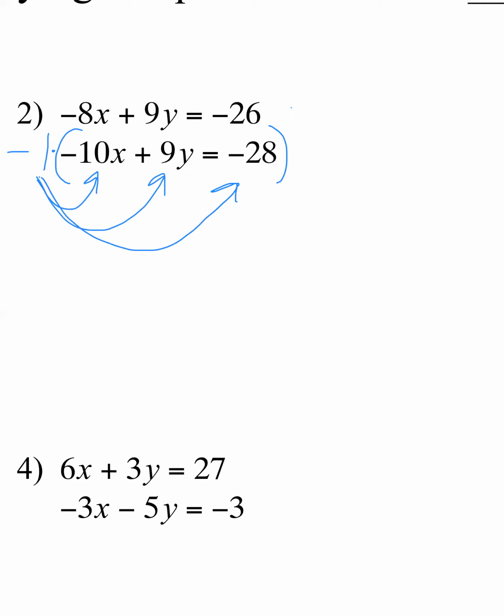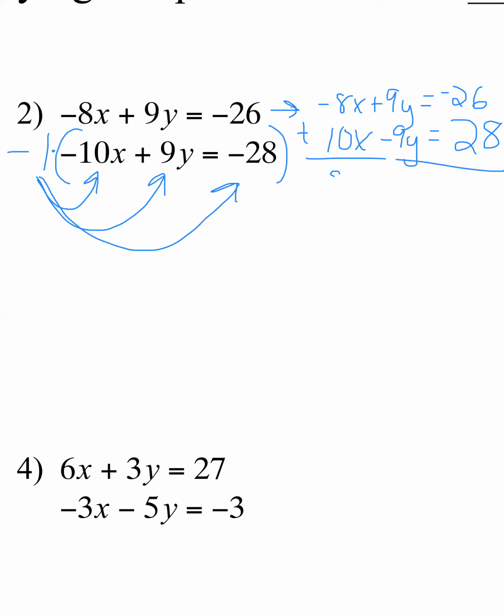Okay, so over here, let me just recopy this one as it is. Negative 8x plus 9y equals negative 26. And then this one, I'm going to multiply everything by a negative 1. So now I'll get a positive 10x minus 9y equals a positive 28. Okay, now I'm ready to add those two equations together. I'll get positive 2x there. The y's cancel. And then negative 26 plus 28 is a positive 2. So now I can just solve for x.